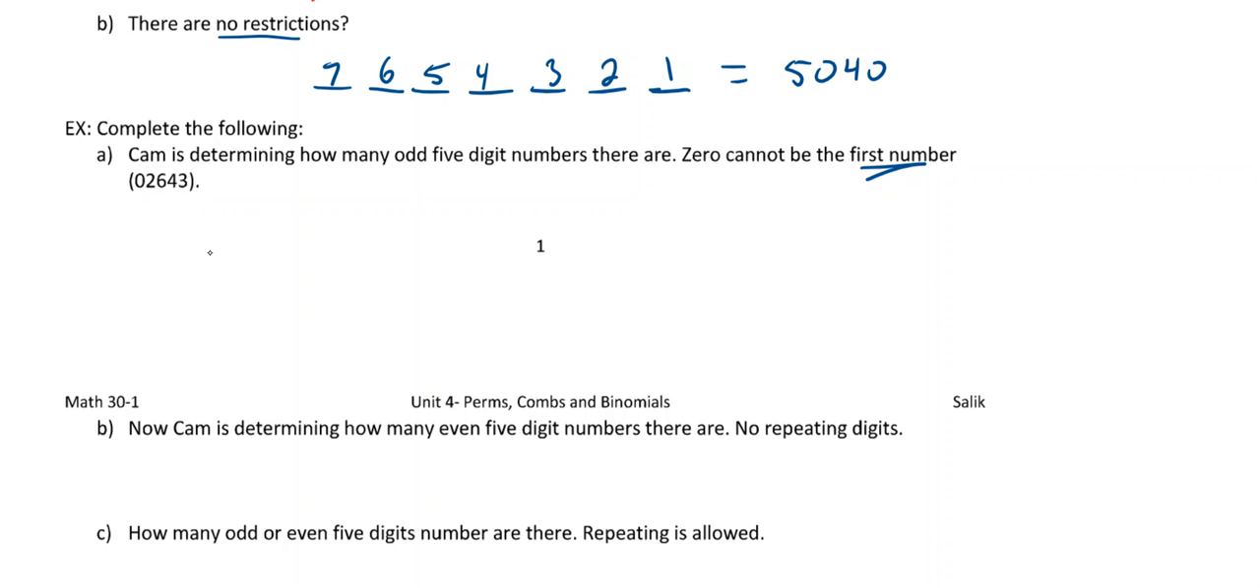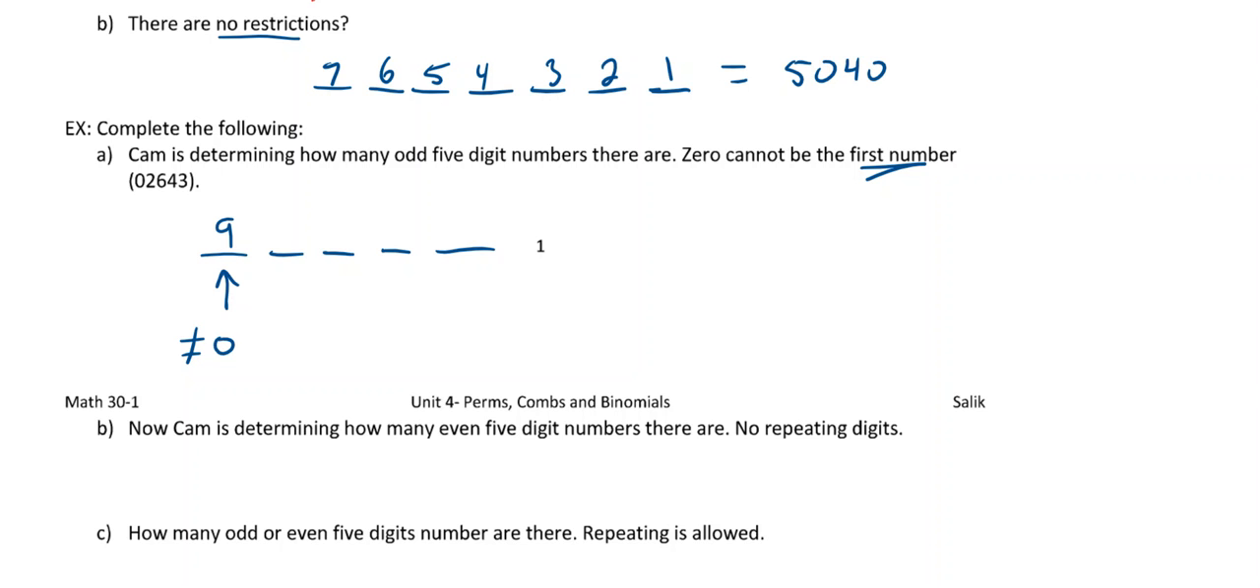So the very first spot, when we make our blanks here, we're going to have five spaces. But the very front spot has a restriction. How many ways can the first one go in? Typically there'd be 10, because you'd have 0 to 9. But this one can't be 0, so there's only 9 ways. You can write that it can't equal 0 to remind yourself of what you're doing there.